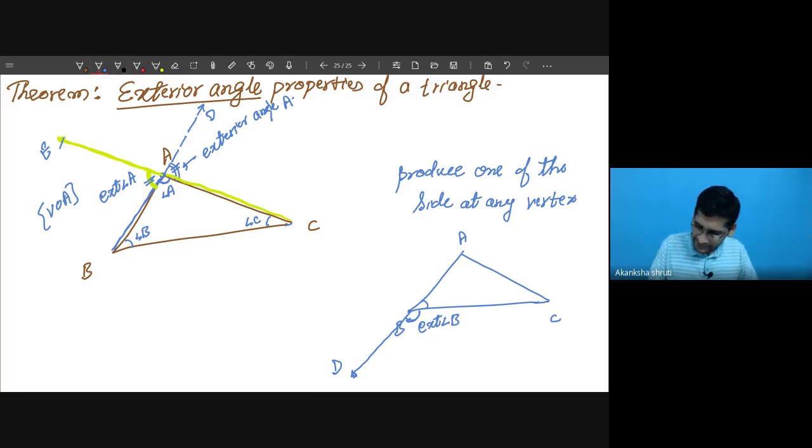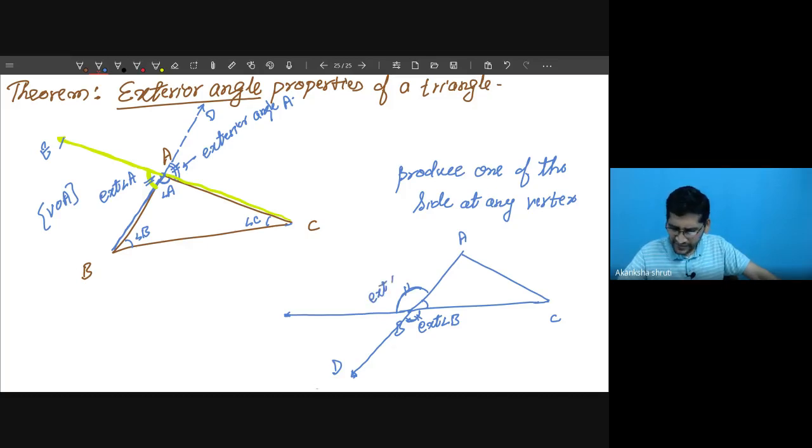So if I am extending this CB, then it will be like this one. Okay, student? Again, the angle will be with this side and this one. This is same as this one. So this is also exterior angle B. So whether you produce in the line of any of the touching sides of that vertex, you will get the same exterior angle. Are you getting? So this way you have to keep in mind.